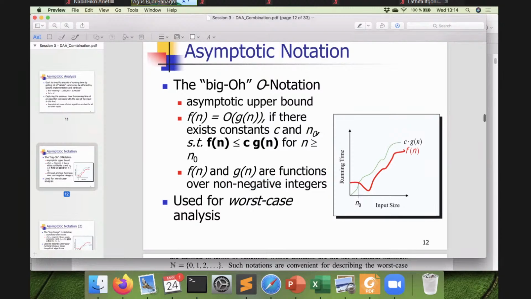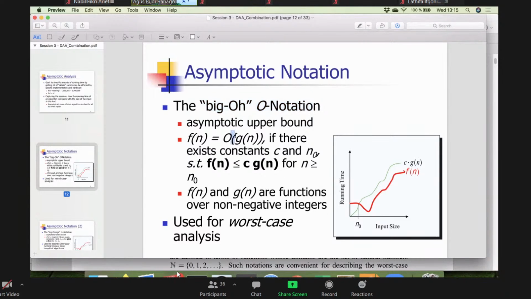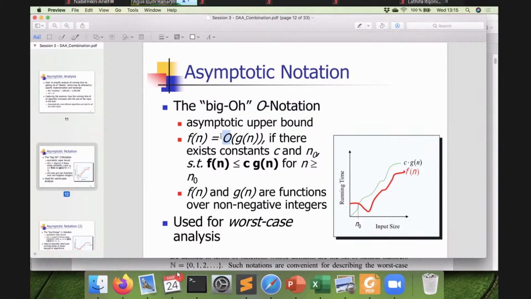Used for worst case analysis, and widely used. Actually, the first and second chapters of Introduction to Algorithms consider big theta, but in some cases it's more like big O. So in the real world, we talk mostly about big O. When we compute and compare, we talk about big O.